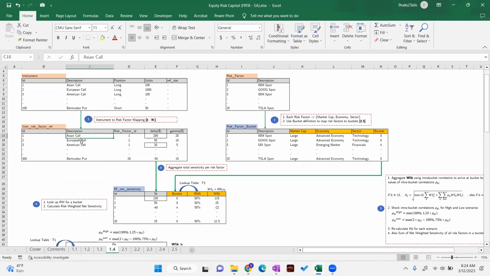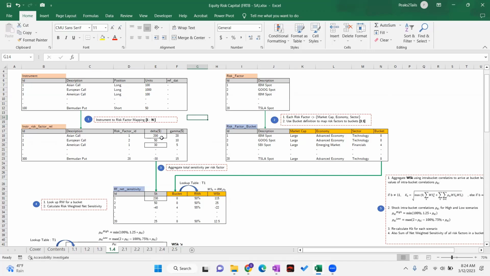All right. First instrument is mapped to risk factor ID 1. That means the Asian call is mapped to IBM spot price. The second instrument, European call, is mapped to risk factor ID 2, which is Google spot price. The third one is an American call option that is also mapped to risk factor 1, which is again IBM spot price. You'll have something like this. This is the instrument to risk factor mapping. And then the sensitivities.